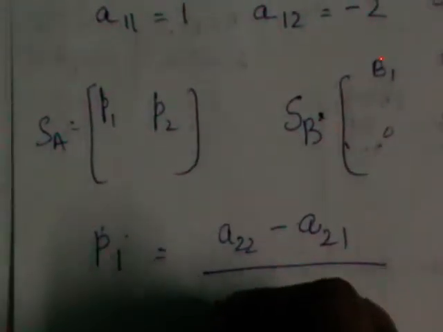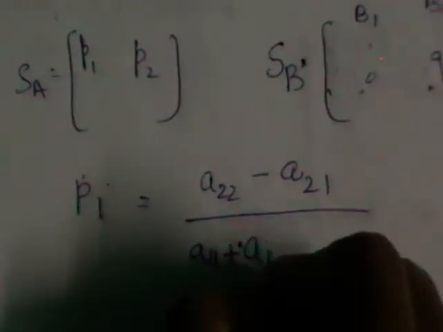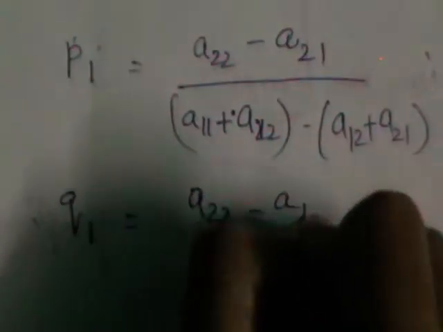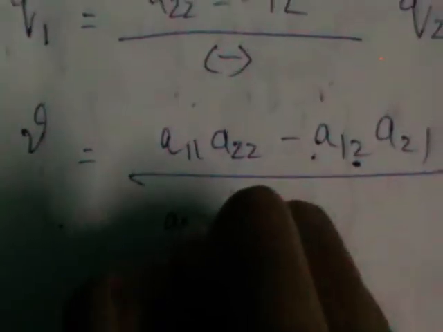Now what is the formula for P1? P1 is nothing but (A22 minus A21) by (A11 plus A22 minus A12 plus A21). P2 is 1 minus P1. What is Q1 here? Q1 is (A22 minus A12) by the same denominator, and Q2 is equal to 1 minus Q1. What is the value of the game here? (A11 A22 minus A12 A21) by the same denominator, the same for all.